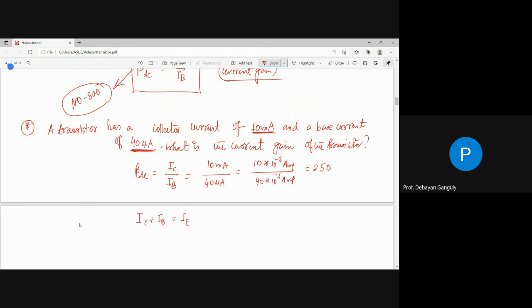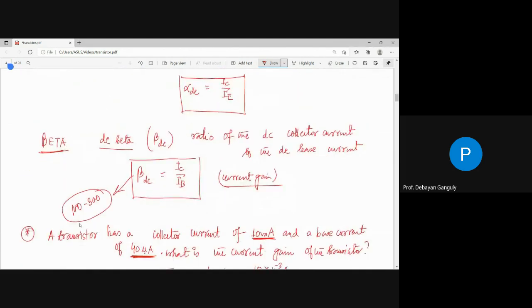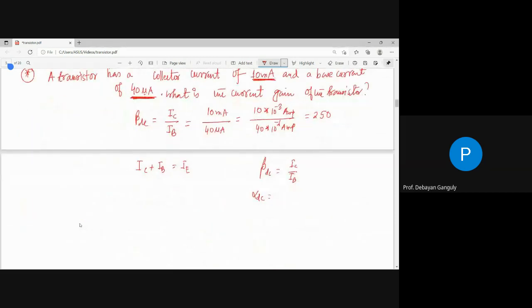So from that, what we can get is that beta DC is nothing but IC by IB, and alpha DC is IC by IE. That means you can say IC is equal to beta DC into IB. I can write like that. And as well, I can write IC is equal to alpha DC into IE, right?